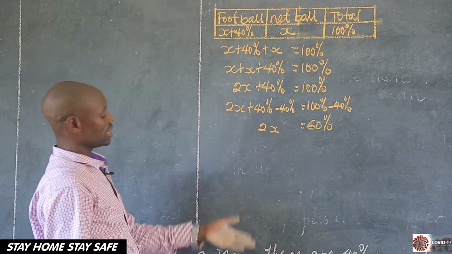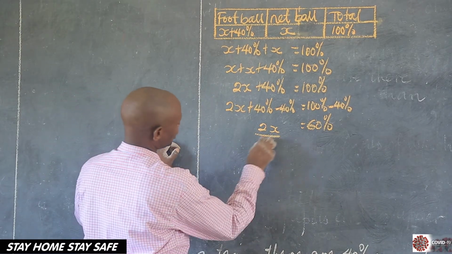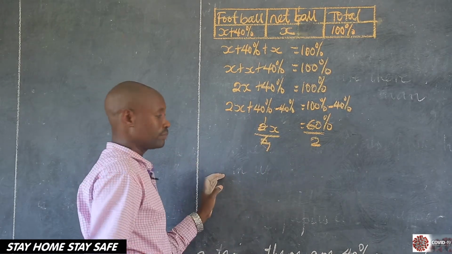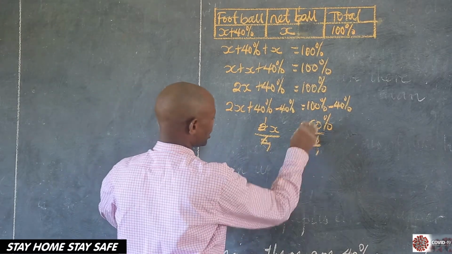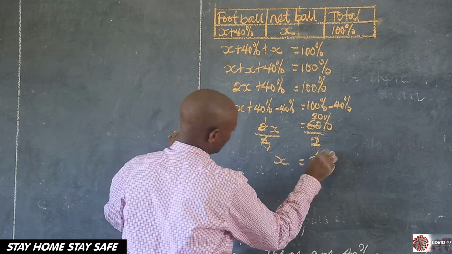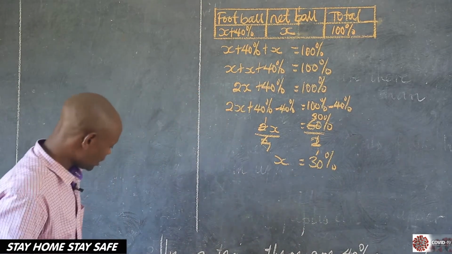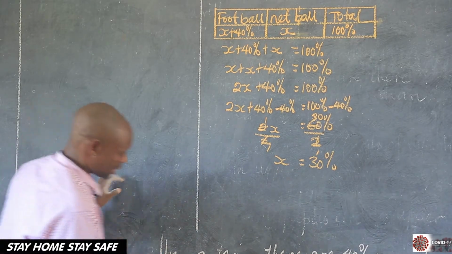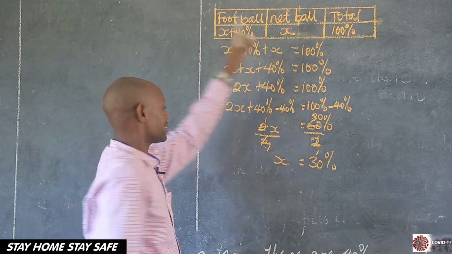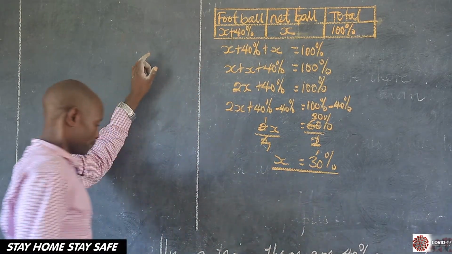To get the value of x, we shall divide each side by 2. 2 divided by 2, we get 1. 60 divided by 2, we get 30. Therefore, x is equal to 30%. But the question says, what percentage plays netball? So netball is represented by x, which I have got there.